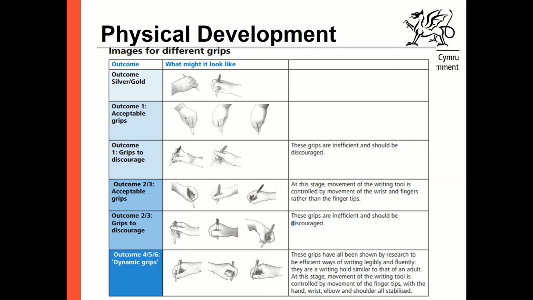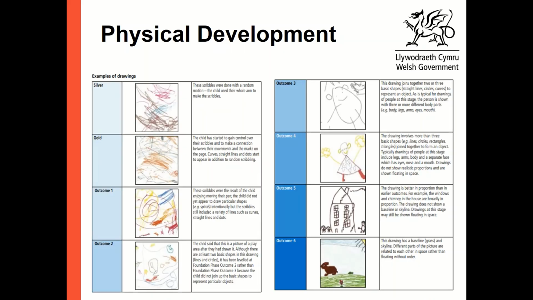These are the images of different grips which correspond to the outcomes, which when observed will support you in providing appropriate mark-making resources and planning hand and finger strengthening resources in your provision. We also have a stages of writing document which we will include in the resource section. These are pictures of drawings that will help you with your observations, and the detail within the drawings are described within each example.